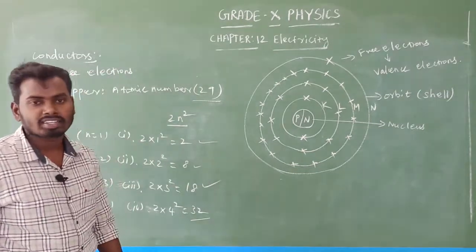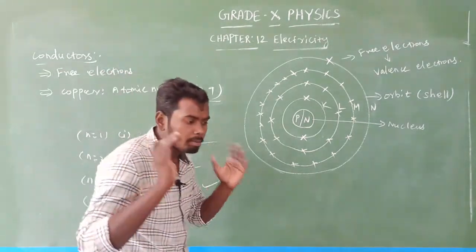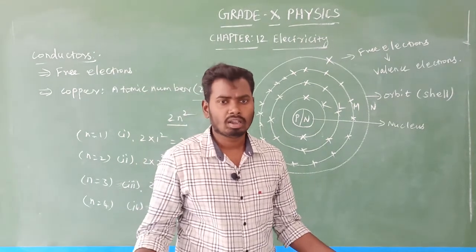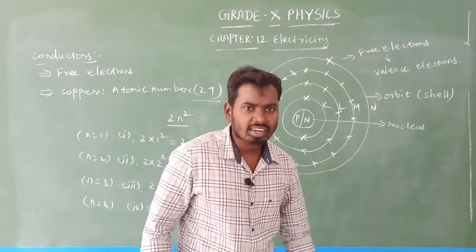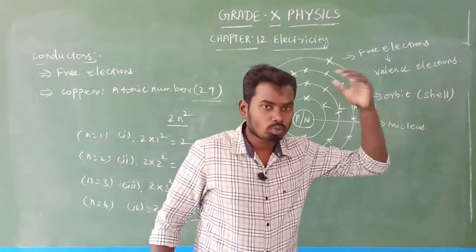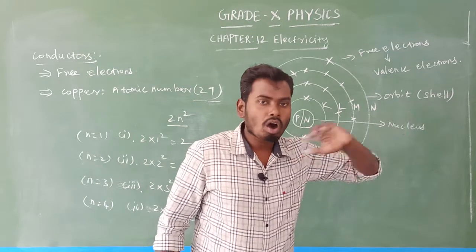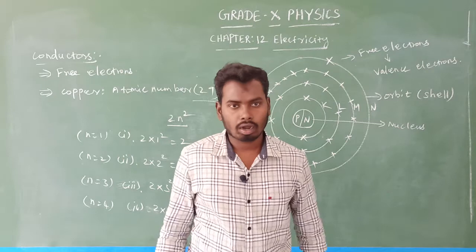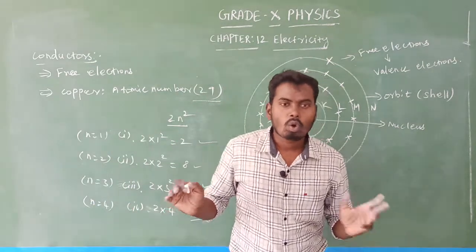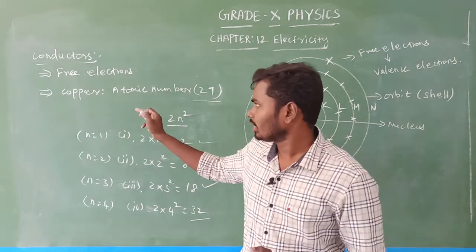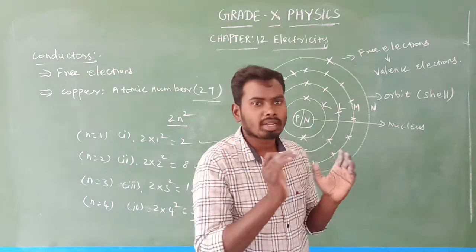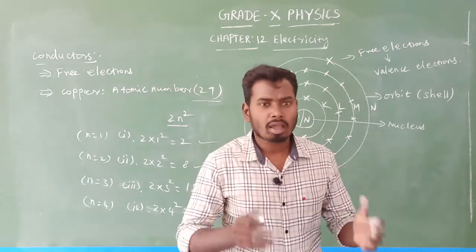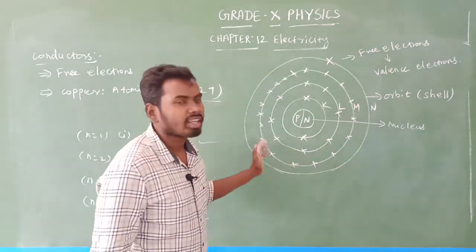That is called free electron, or otherwise we can say valence electron. All metals have lots of free electrons. So the free electrons only are able to move from one atom to another atom. That flow of electrons is called current. So what is the concept here? The material which allows the current to pass through it is called a conductor. All metals are good conductors. Why do metals conduct the current? Because they have lots of free electrons.